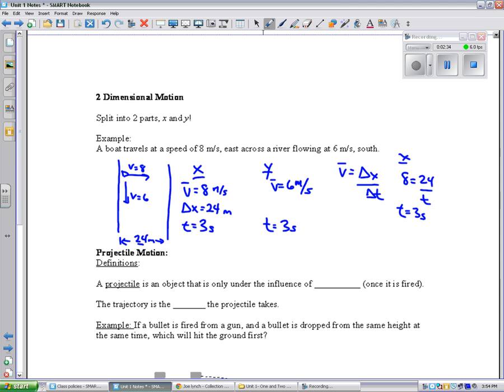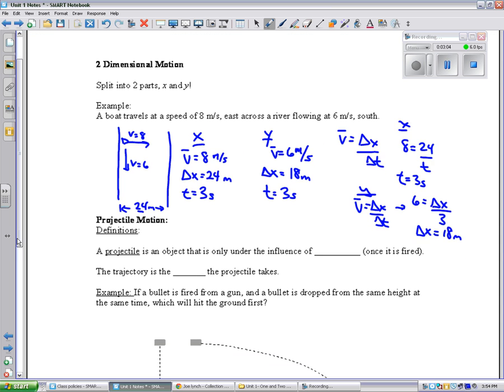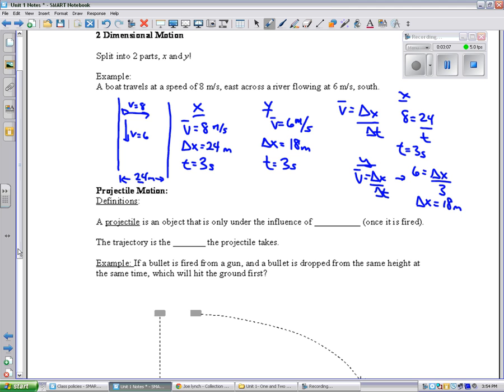Now I can use this to find the delta x for this part. Use the same equation for y. This becomes 6 is delta x over 3, and when I cross multiply, I'll end up with delta x is 18 meters. So that was a pretty simple example, but if you didn't know to split it into x and y, and you tried to mix the 6 with 8 or something, you might get confused.